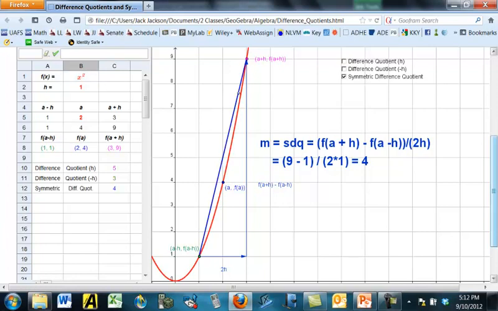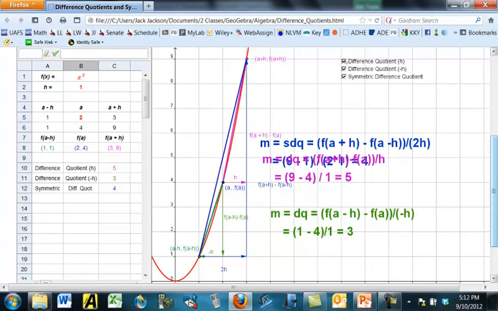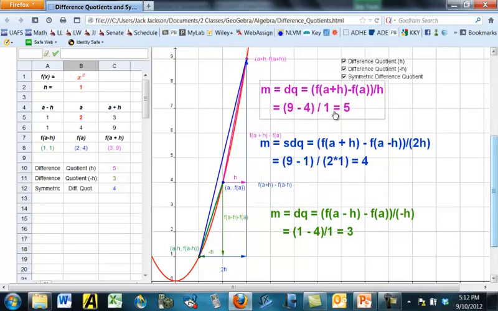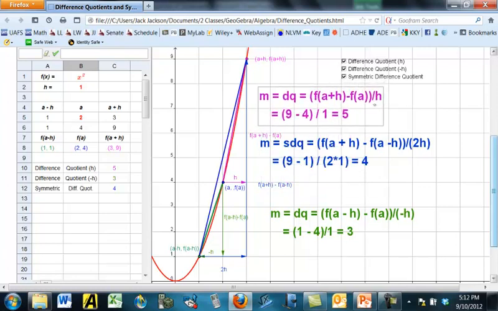Now that turns out to be, in this case, 4. It always turns out to be the average of the other two. So if we show the other two slopes that run on top of each other here, let's move this one up here. They're 5 and 3. When you average them, you get 4. It always turns out that the symmetric difference quotient is the average of the two difference quotients with the same h, the h and the minus h.